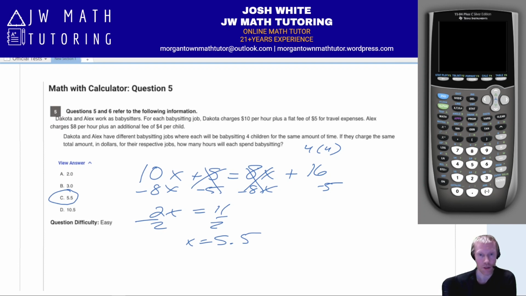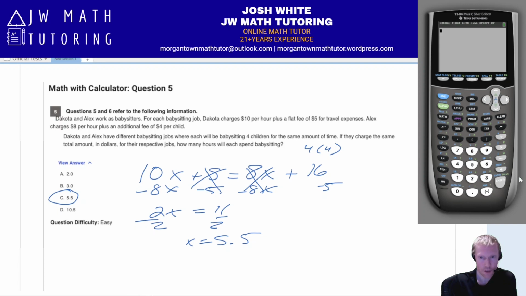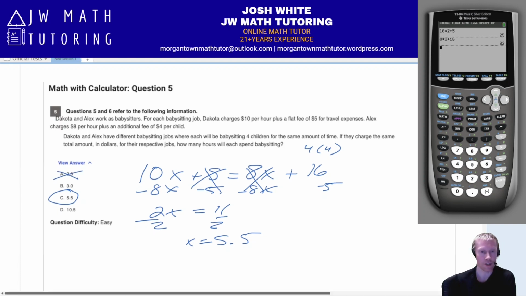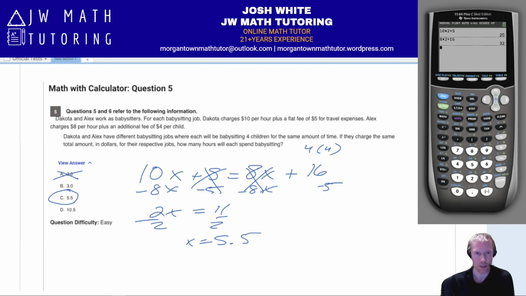Now, just to show you, an alternate way you could do this is you could back solve this. So you could go through the answer choices and just, to show you how I do it on the calculator, you could say, okay, Dakota charges $10 per hour, and let's take answer choice A. It's 2 hours, and then plus $5. So Dakota would charge $25 for answer choice A. Alex would charge $8 an hour times the 2 hours, and then plus, and now here's what you have to remember, it's going to be $16 because 4 children, $4 per child. So Alex would charge $32. So they are not equal, so that would tell you answer choice A is wrong. And then you could go down and check B. That would be wrong. Eventually you would get to C, and that would be correct.